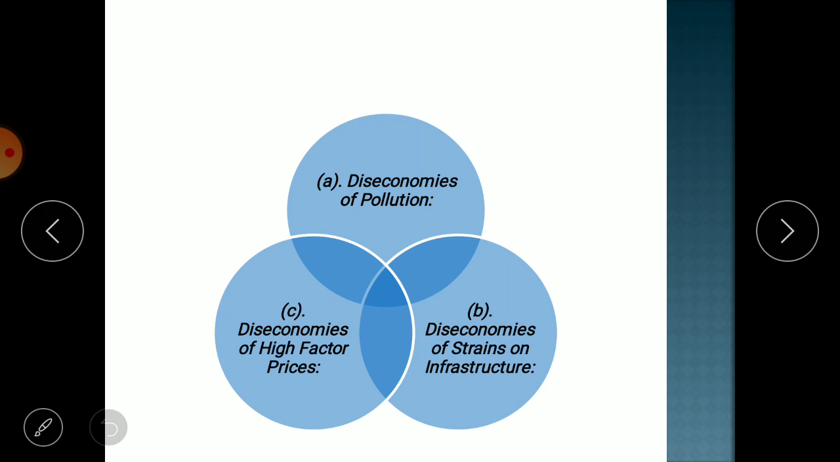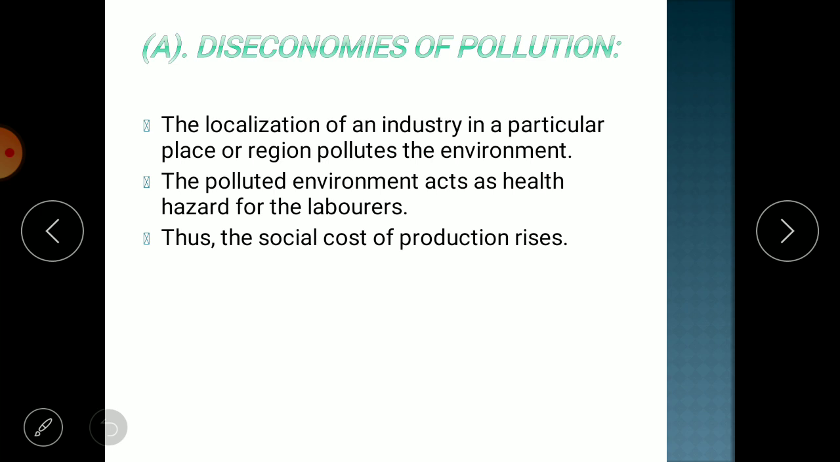Now let us see the types of external diseconomies. There are three types of external diseconomies, which are diseconomies of pollution, diseconomies of higher factor prices, and diseconomies of strain on infrastructure. Now, let us discuss in detail the first one, diseconomies of pollution.